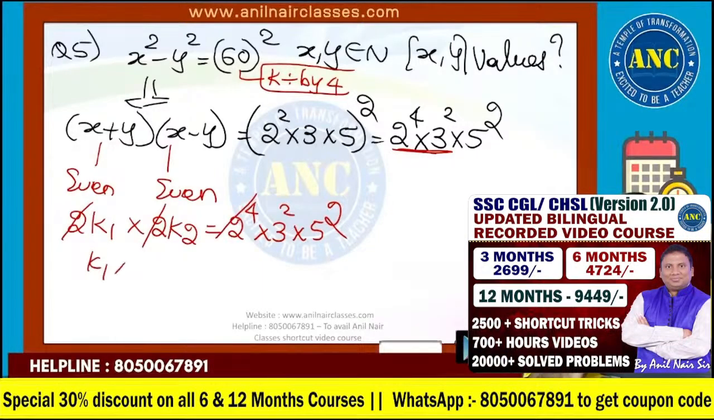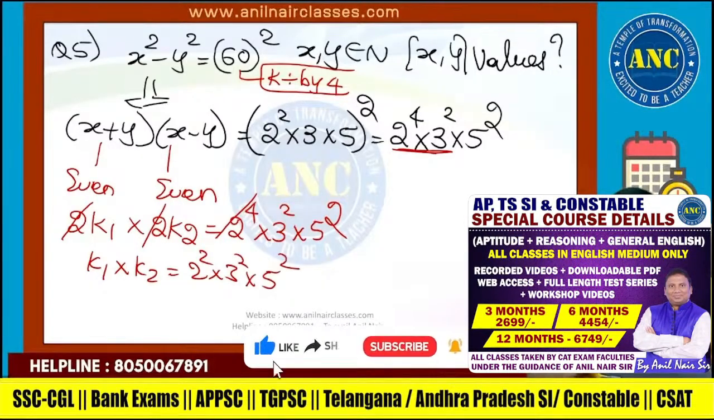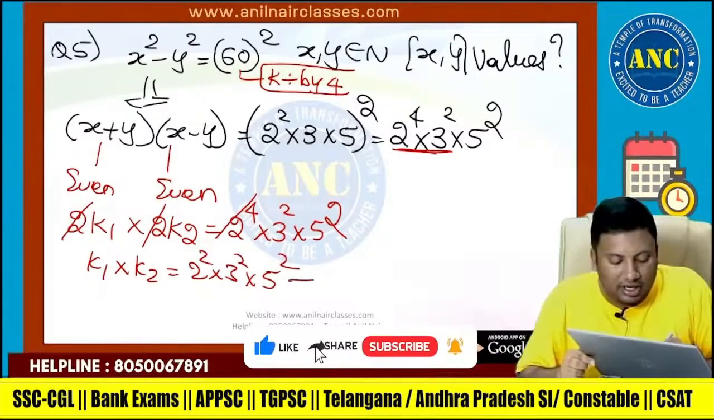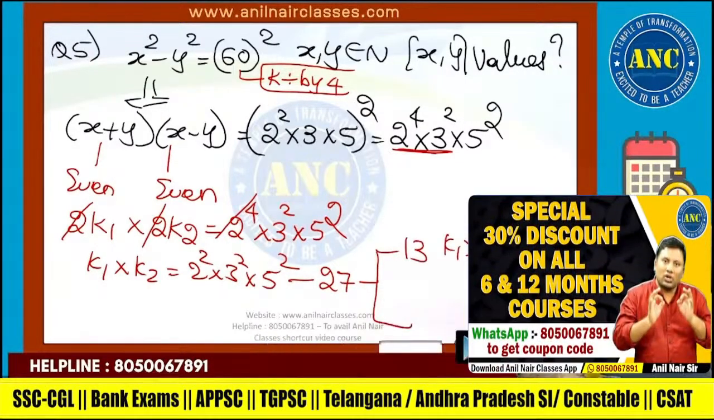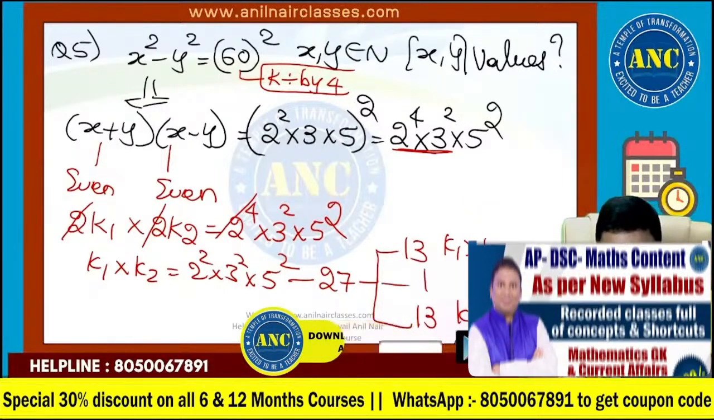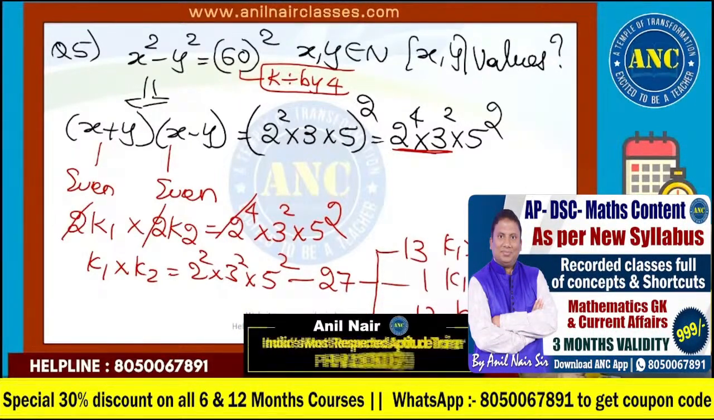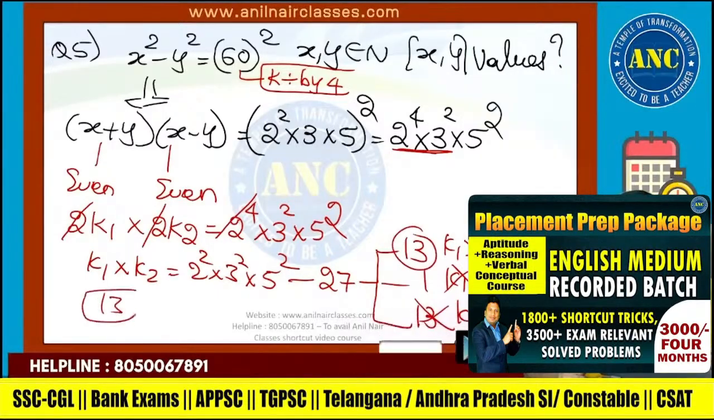So k1 into k2 is nothing but 2 square into 3 square into 5 square. Now you know how to solve. 3 into 3 into 3, 27. 13 cases k1 greater than k2, 13 cases k1 less than k2, and one case k1 equivalent to k2. These both are eliminated. The answer is nothing but 13.